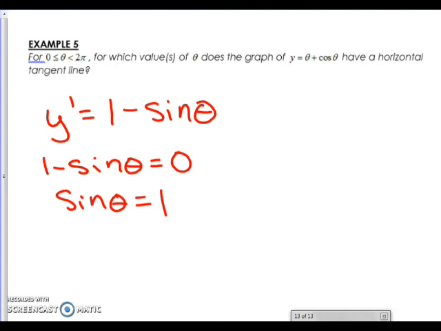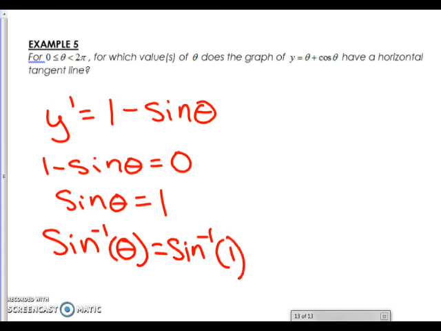And how do we solve this problem? This is an inverse problem, right? So you're inversing. This is saying where on your unit circle is sine equal to 1? Right at the top, at pi over 2. So your final answer there is pi over 2. And that is the end.